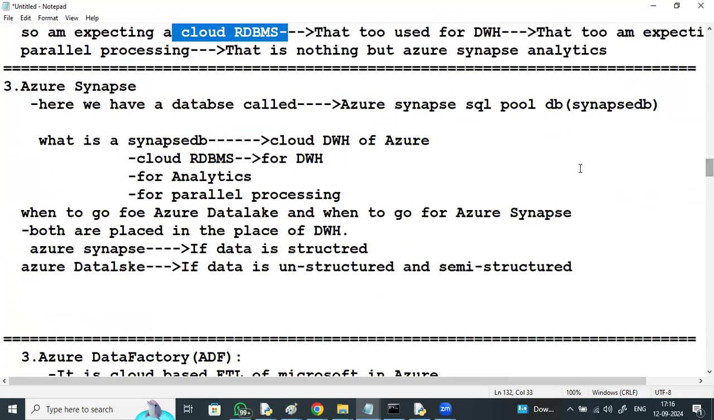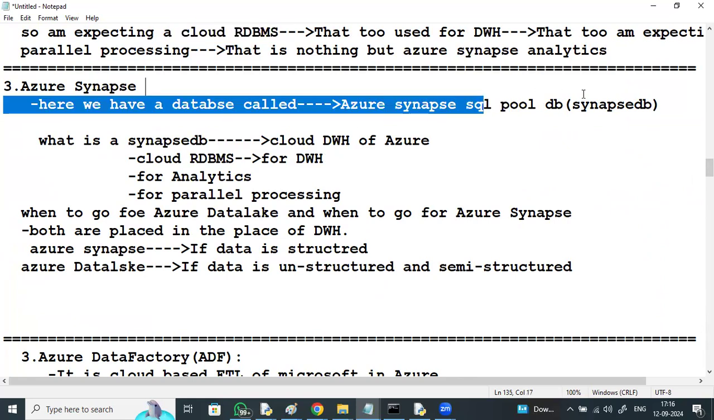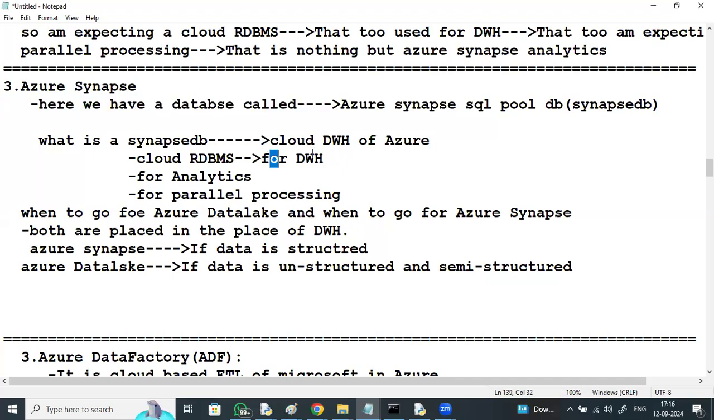In Azure Synapse, we have a database called Azure Synapse SQL Pool DB, right? That is Synapse DB. It's a cloud RDBMS for data warehouse. It's the cloud data warehouse of Azure for analytics and for parallel processing.